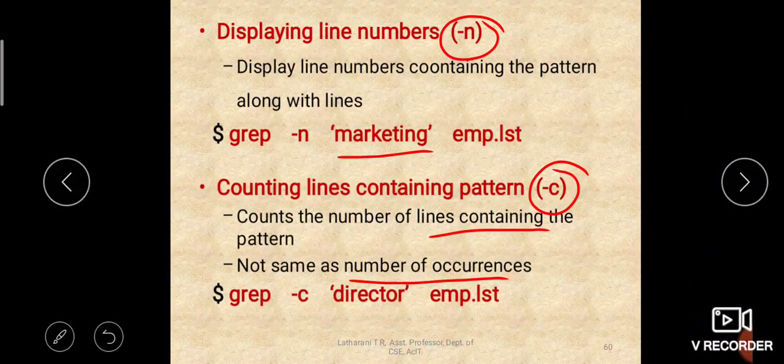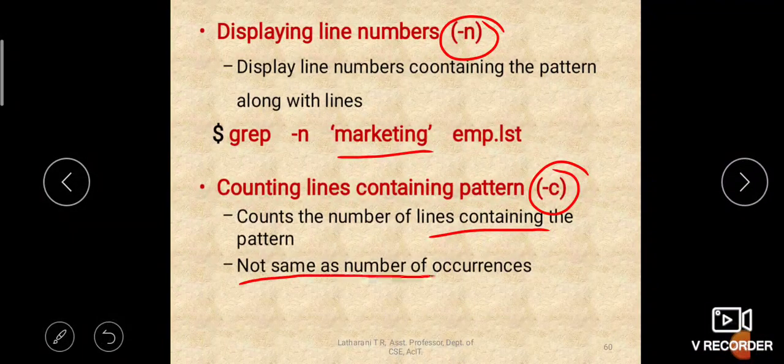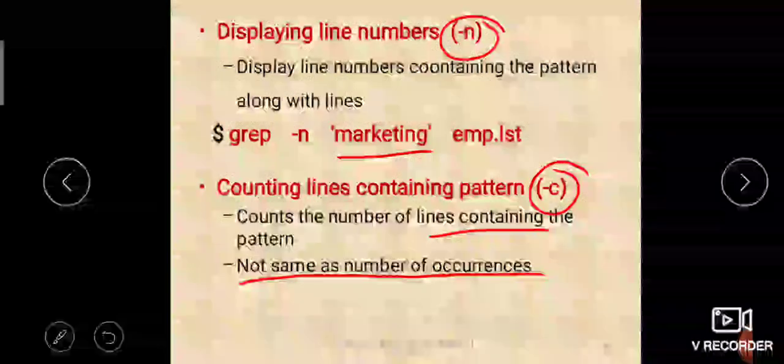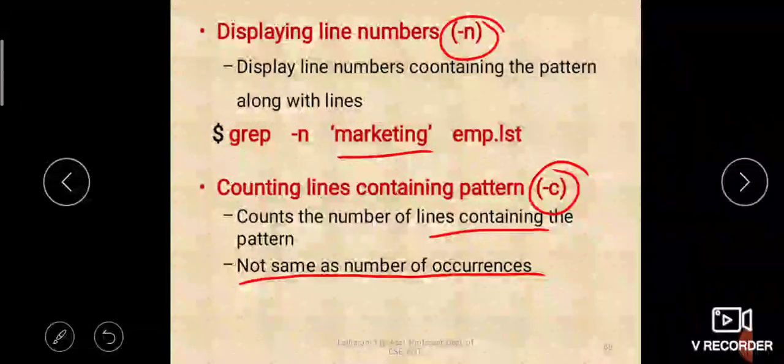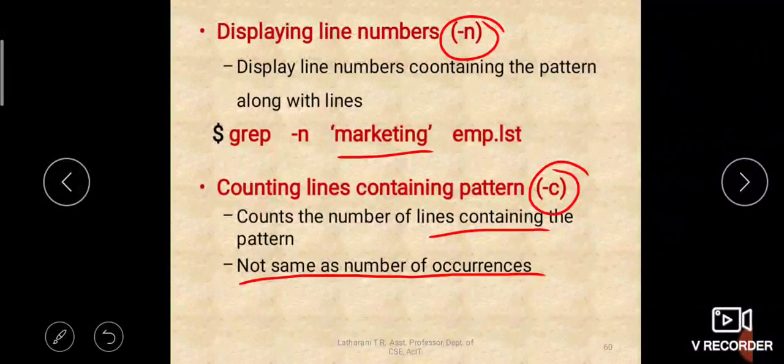See, what is the meaning of this line? Not the same as the number of occurrences. That means in a single line the pattern given may be occurring 2 or 3 times. It will not consider that, only the number of lines it will consider. If there are 4 lines out of which one line contains it 2 times, then also it will give 4 as output, because it will only count the number of lines, but not the number of occurrences.